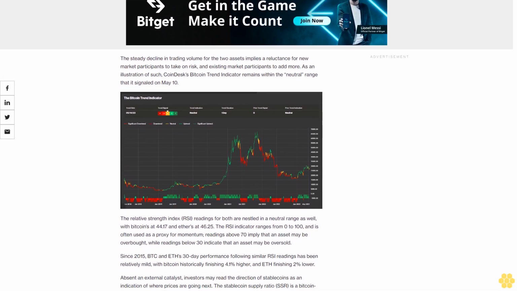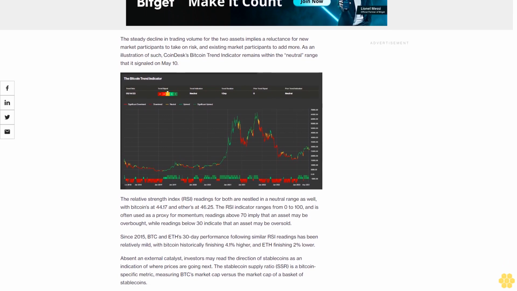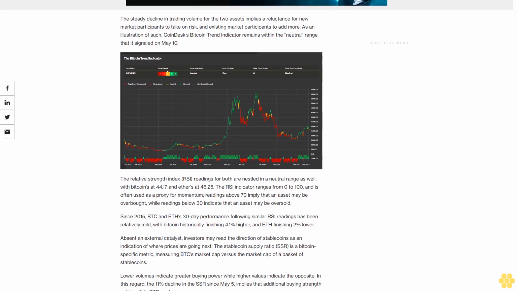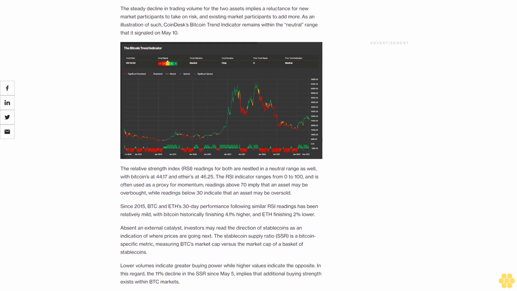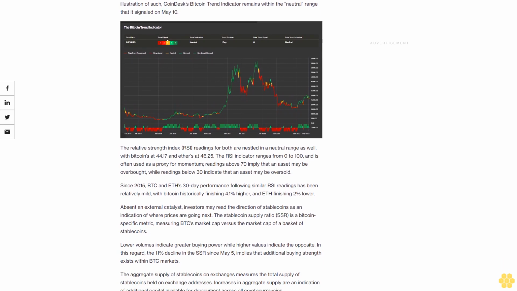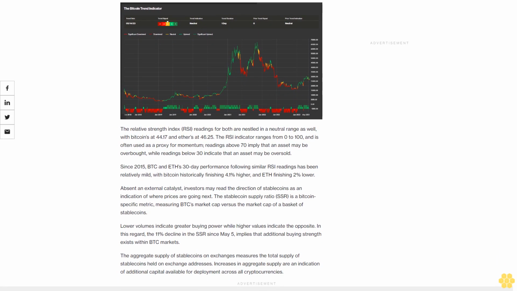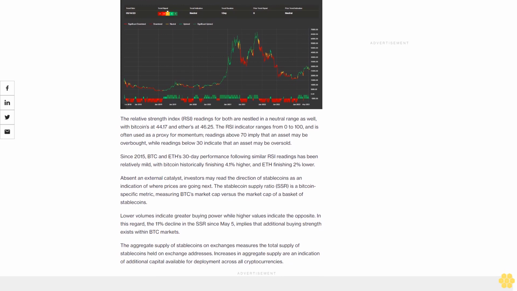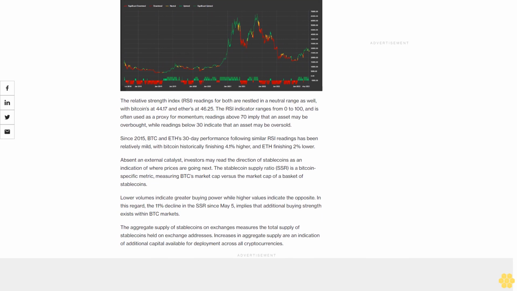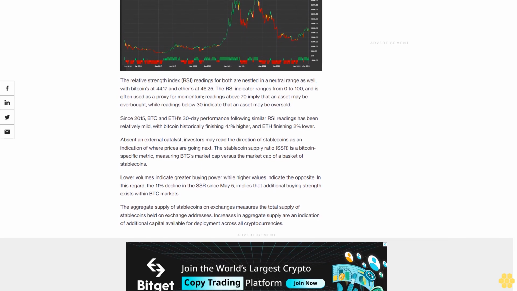The relative strength index (RSI) readings for both are nestled in a neutral range as well, with Bitcoin's at 44.17 and Ether's at 46.25. The RSI indicator ranges from 0 to 100 and is often used as a proxy for momentum. Readings above 70 imply that an asset may be overbought, while readings below 30 indicate that an asset may be oversold. Since 2015, BTC and ETH's 30-day performance following similar RSI readings has been relatively mild, with Bitcoin historically finishing 4.1% higher and ETH finishing 2% lower.